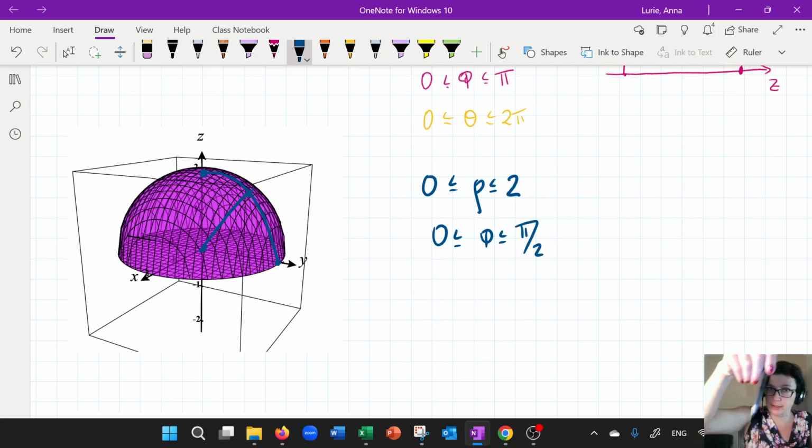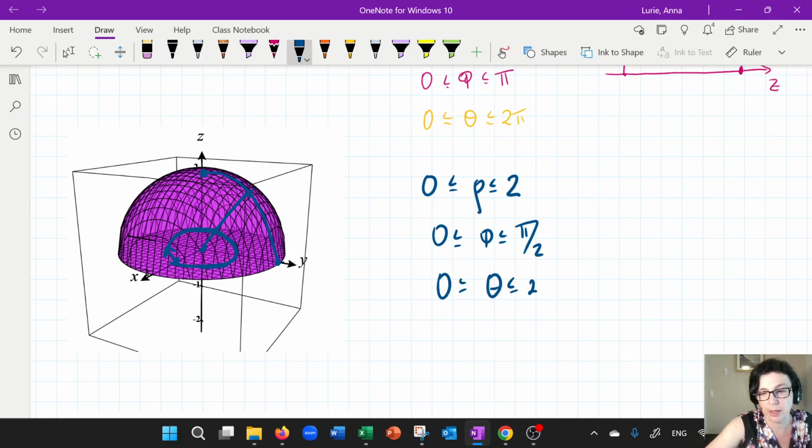Now, theta is still going to go all the way around. So theta will just be starting at 0 maybe and then going around. So starting over here, right? Starting at 0 and then going all the way around back to the x-axis. So this will be 0 to 2 pi.